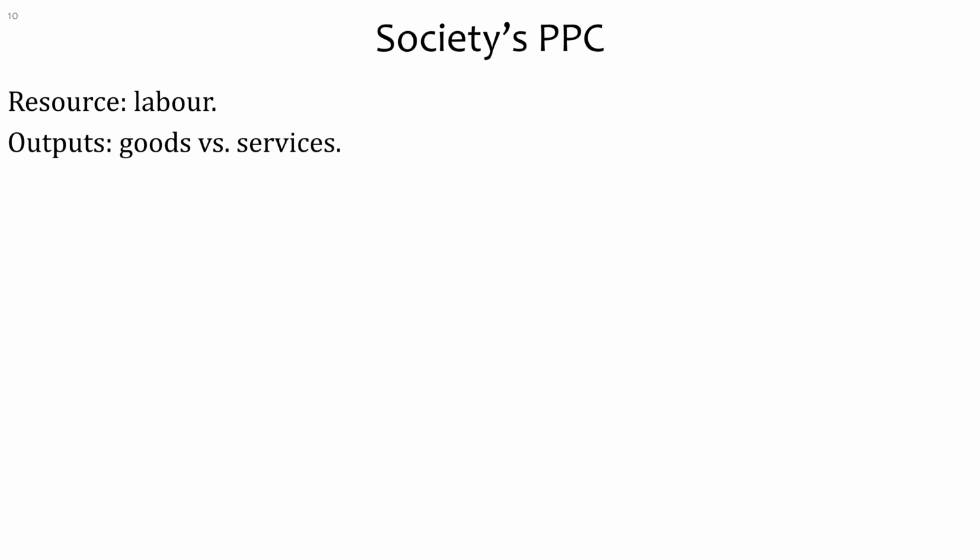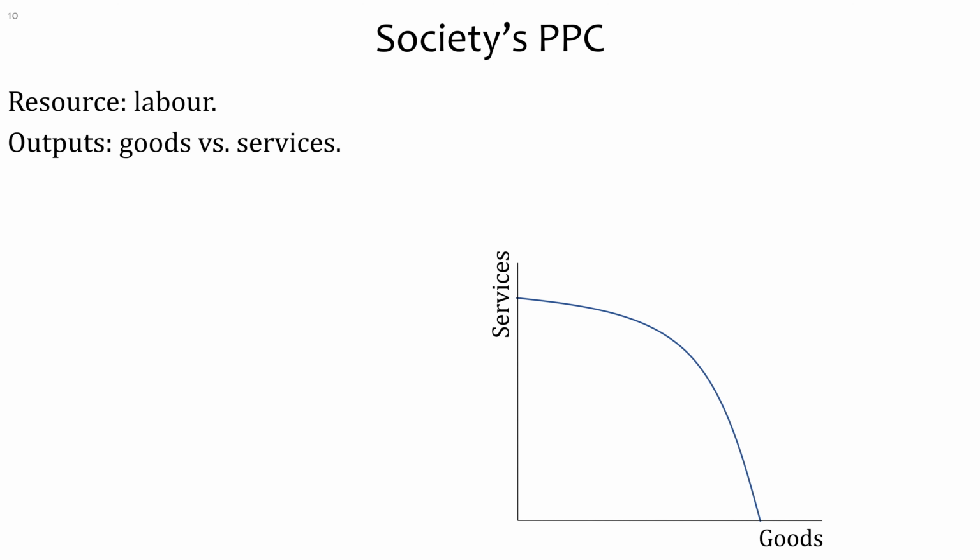So when we talk about society, the most important resource is labor, okay? And the options that we have is to produce goods and services in general. So we can have a generic production possibilities curve with goods and services on the two axes, and the shape is going to be concave like you just saw. So from now on, whenever you're told to draw a PPC, this is what you draw, and it's going to be concave unless you're told otherwise.